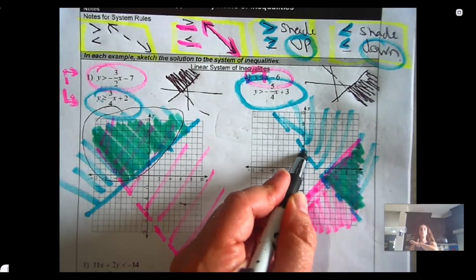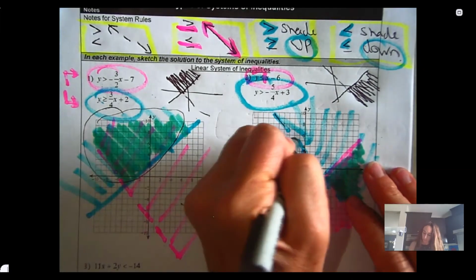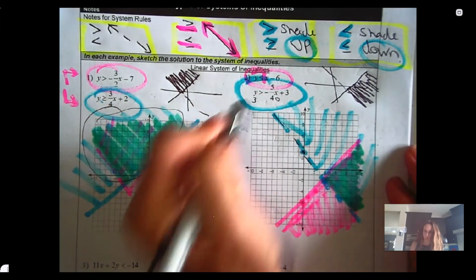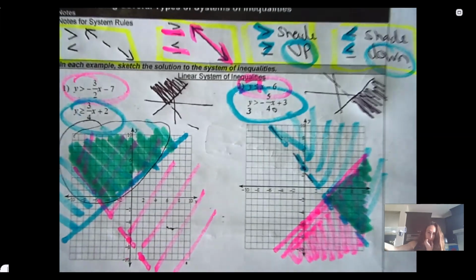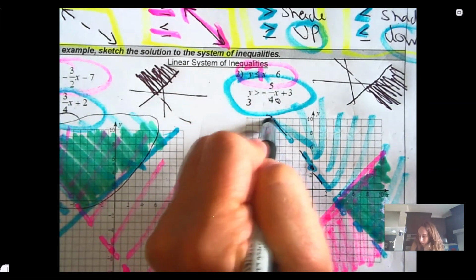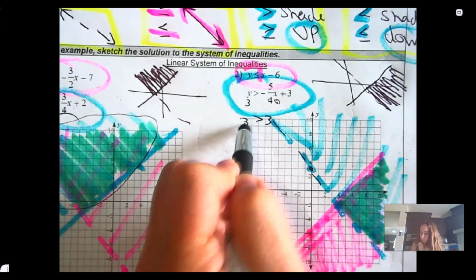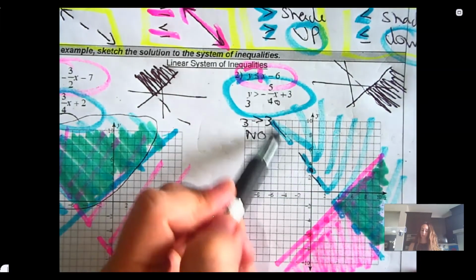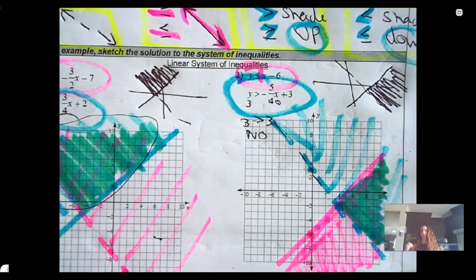a solution for nothing because it is dashed. What do I mean by that? If I plugged in 0, 3, let me zoom that in a little bit because I want it to make sense. Anything times 0 is 0 plus 3 is 3. Is 3 bigger than 3? No. So if it's on a dashed line, it's not actually included.